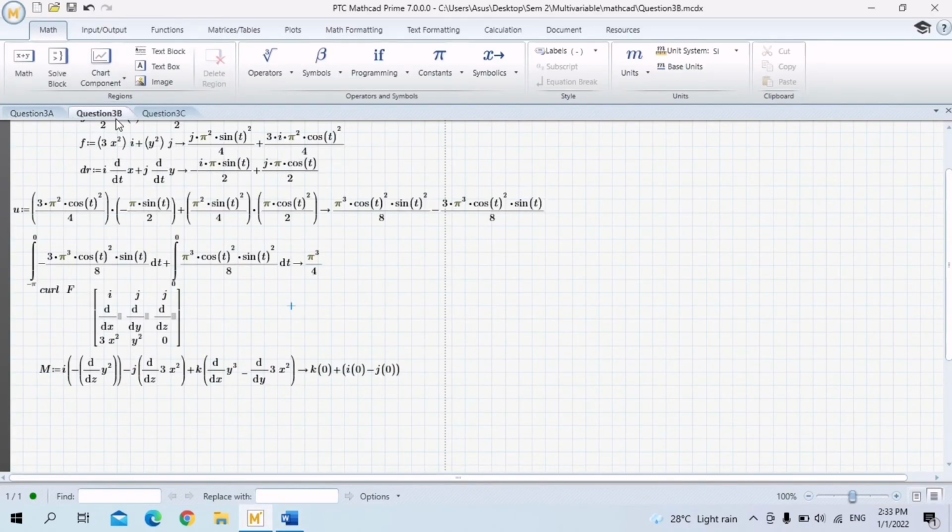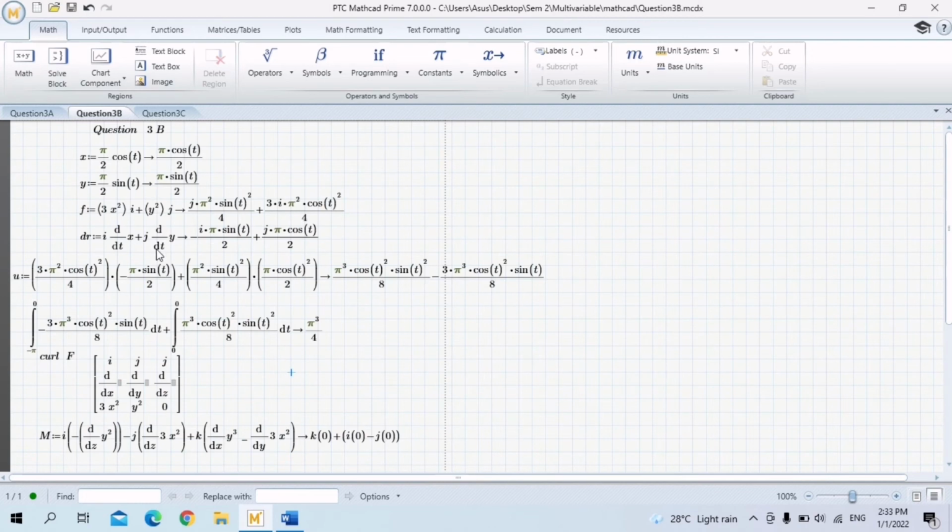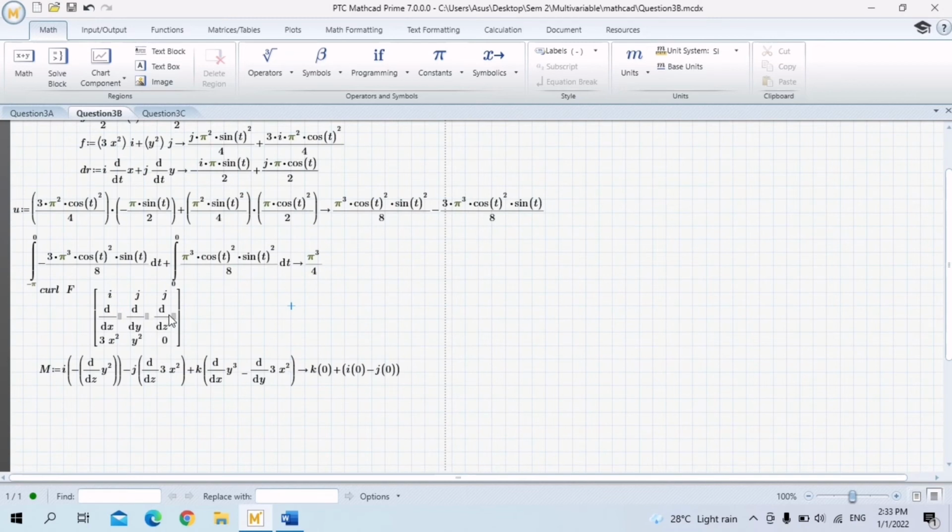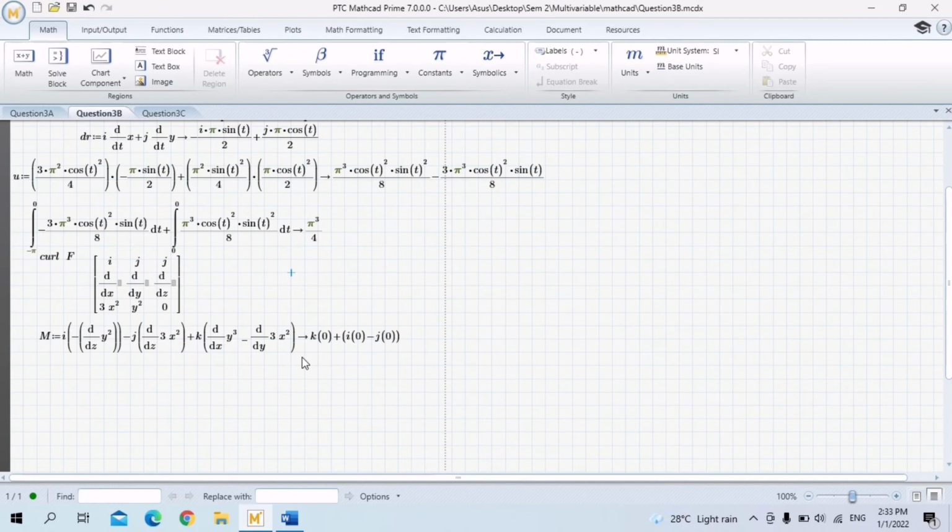Okay, this is the software simulation for question 3b. The particle moves from point (0, 0) to (-π, 0), and this is the final answer for work done, which is π³/4, which is similar to the manually calculated answer. Okay, to find whether the force is conservative or not, we need to take the curl of the vector, and this is the final output, which is 0. This means the force is conservative.